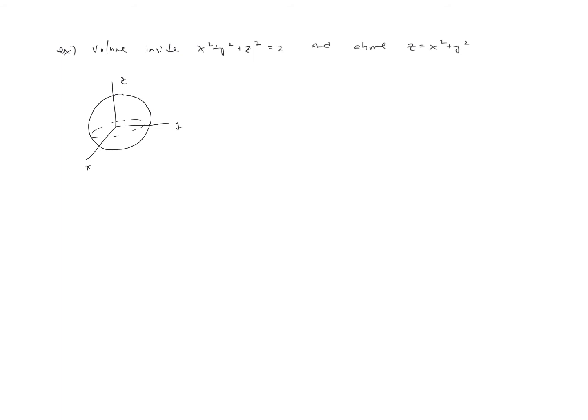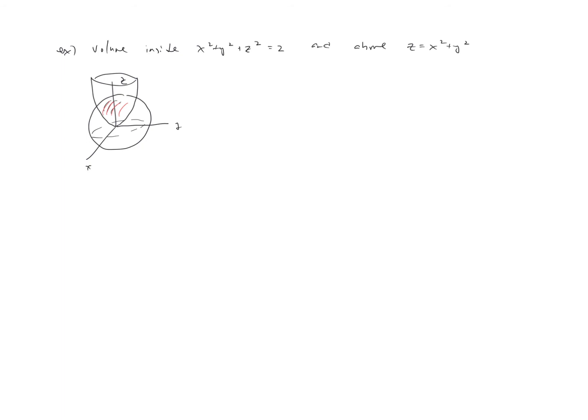And then that paraboloid would do this. So we're inside the sphere and above, or I guess inside in this case, the paraboloid. So this is where we are in R3. So this stuff right here, in a different color. There we go. So that's what we're looking into, finding the volume of.